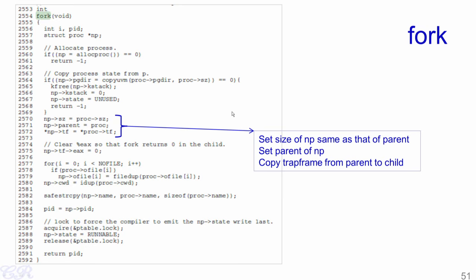The next step in the fork implementation is to copy some of the parameters of the parent onto the child. Of these steps, the most important one is the third one, wherein the entire trap frame of the parent process is copied onto the trap frame of the child process. Recollect that a trap frame is created whenever a hardware interrupt occurs or a system call gets invoked.